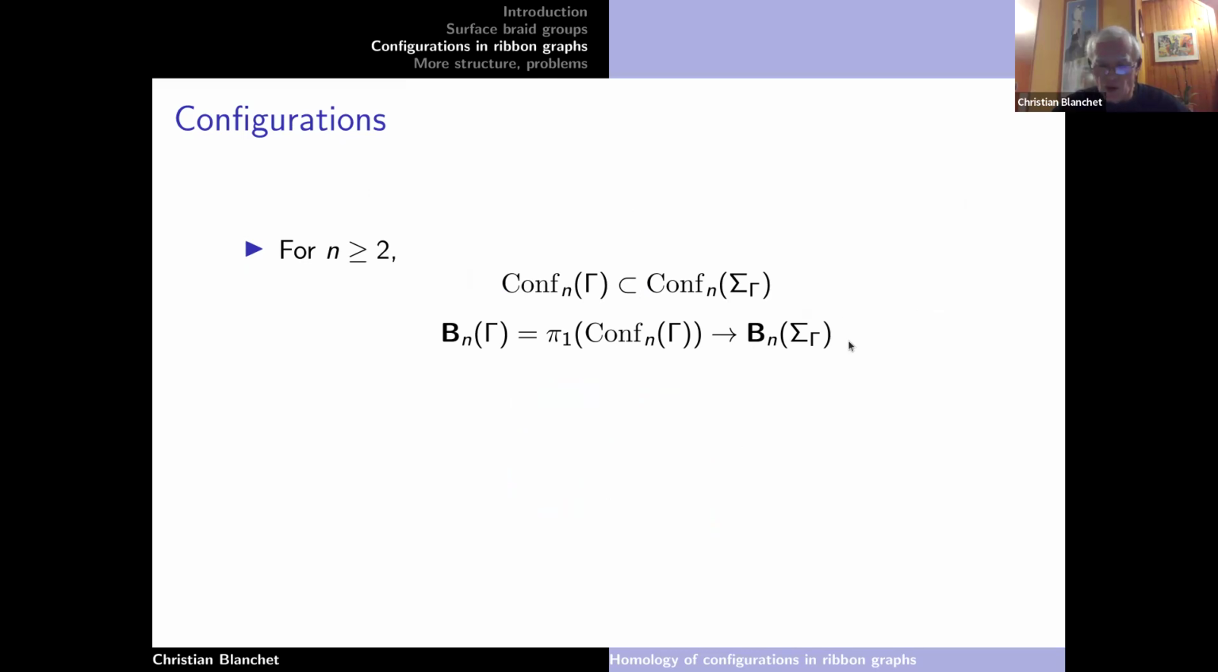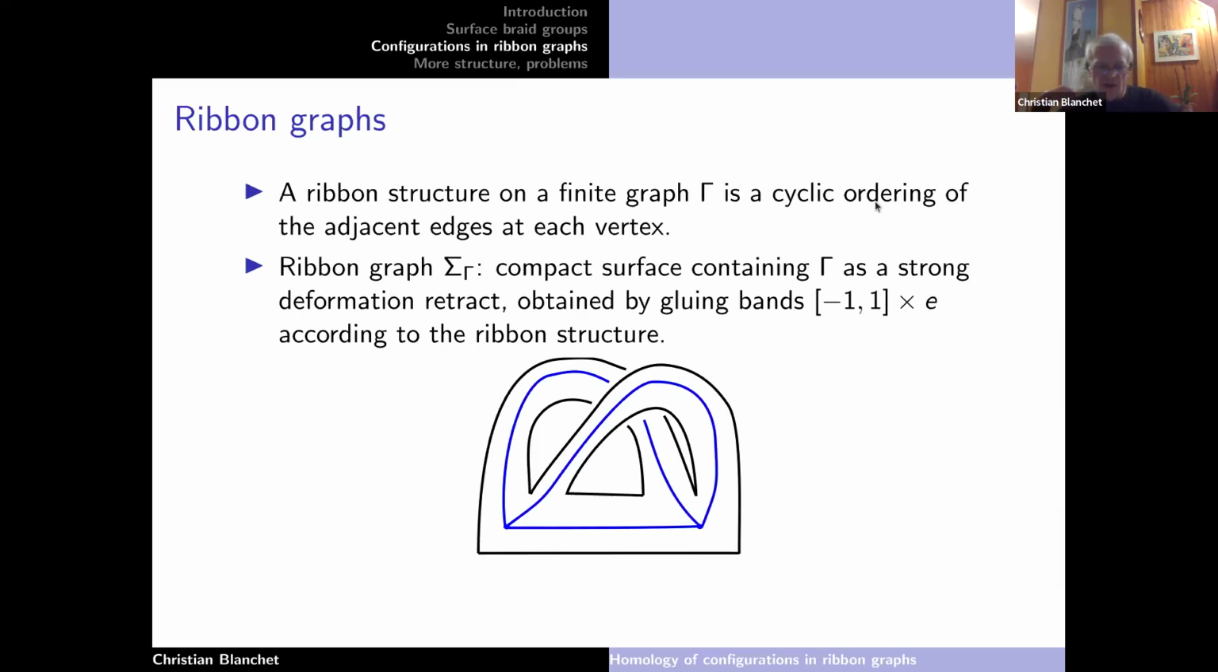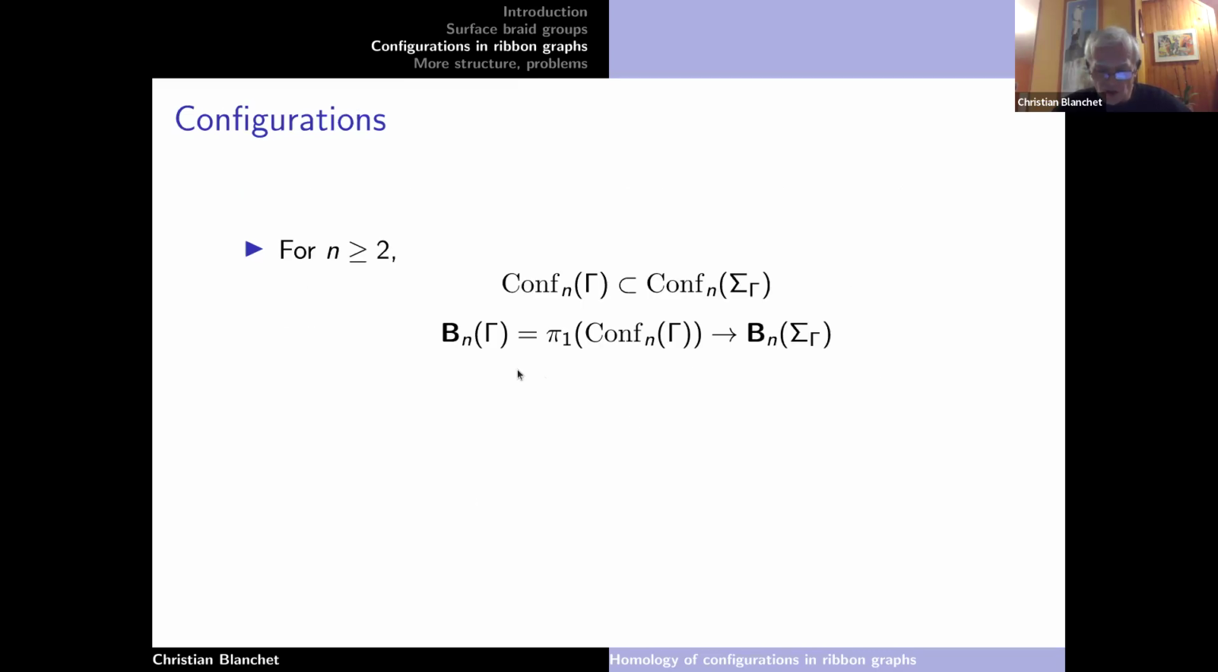You should be careful, because the surface braid group depends on the ribbon structure, while the graph braid group doesn't. So, for example, here you have the theta graph, and with the theta graph, you could also have genus 0 with 2 boundary components. But nevertheless, you have a map.